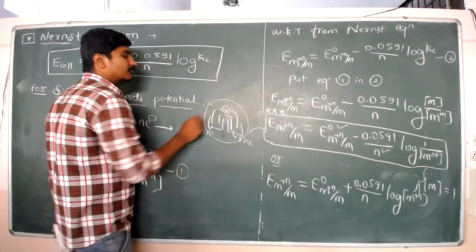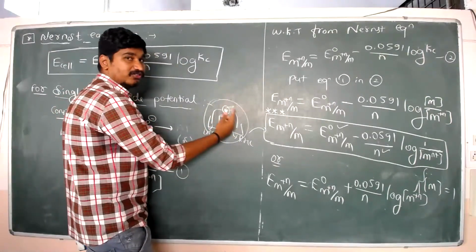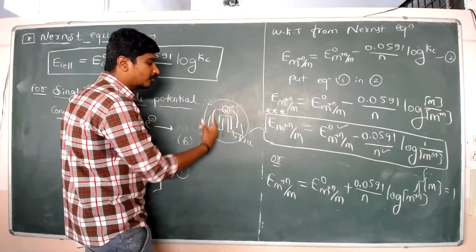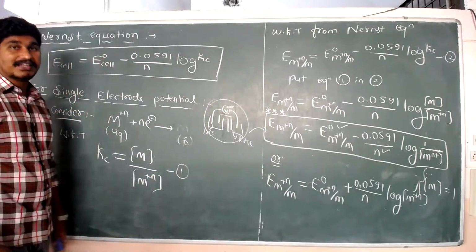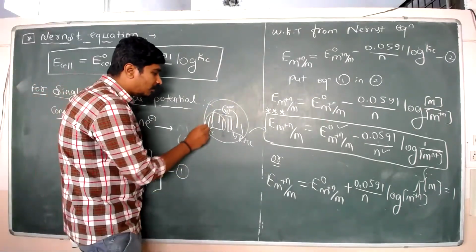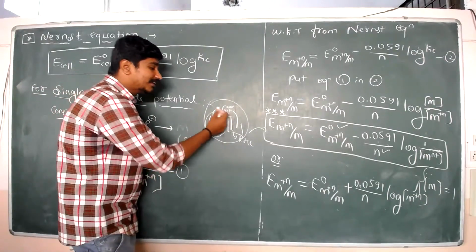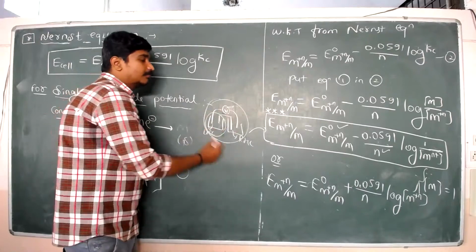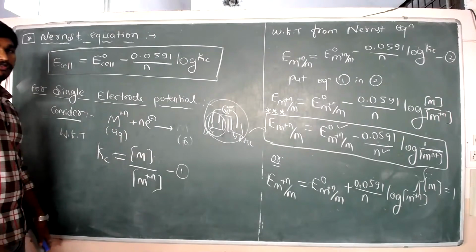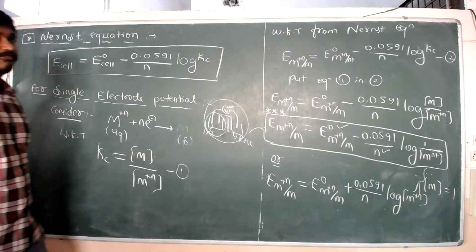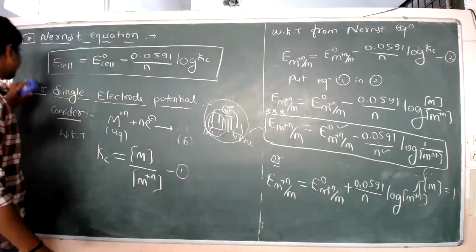For a complete electrochemical cell, what is the amount of voltage produced, the total voltage or EMF, how much is produced by the complete cell? It is also determined by using the Nernst equation. Not only half electrode potential or single electrode potential, you can calculate the complete electrode potential or cell potential of the given electrochemical cell by using the Nernst equation. That one only we are deriving, the Nernst equation for the complete cell or cell potential. Now we will see that one.